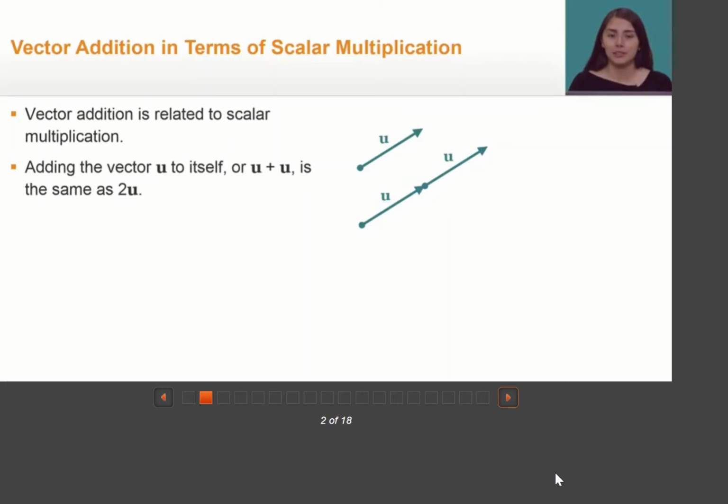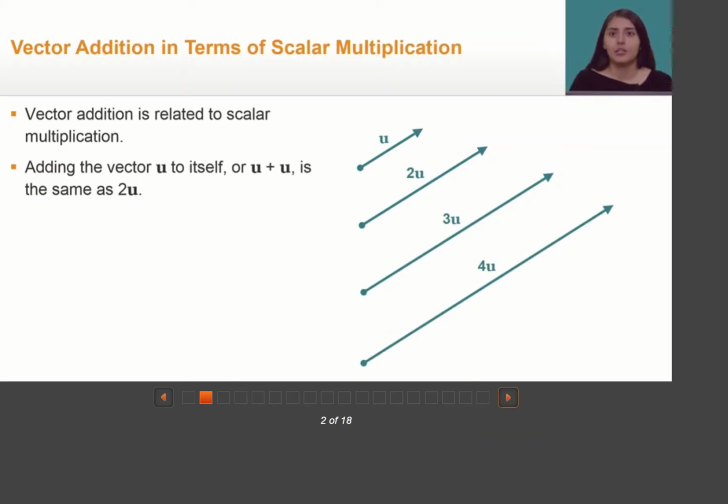We can relate vector addition to scalar multiplication. If we take a second vector with the same direction and magnitude as u, we can add them to get u plus u, or 2u. This applies to other scalars as well. So in other words, repeated addition is the same as scalar multiplication.